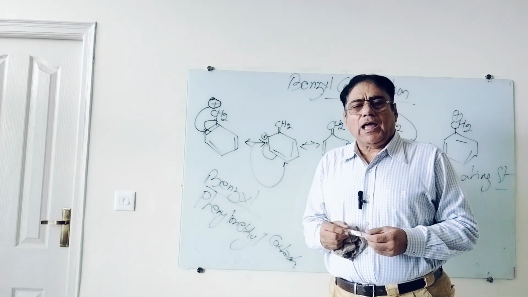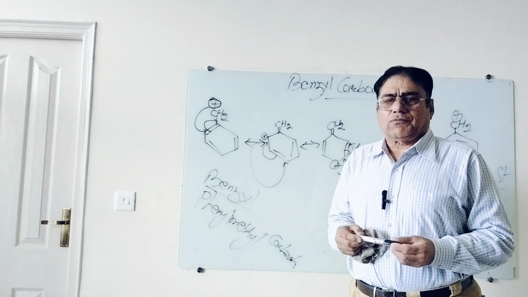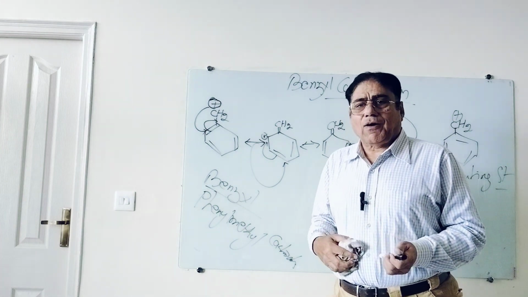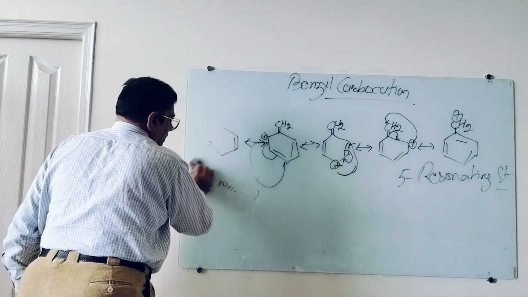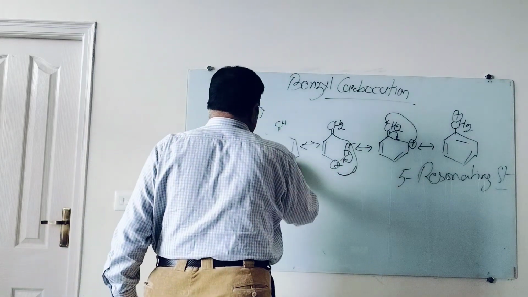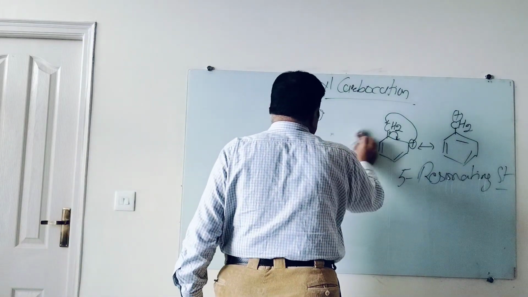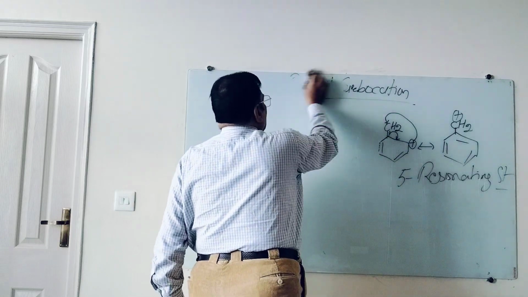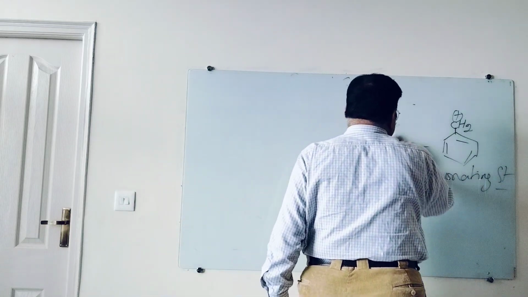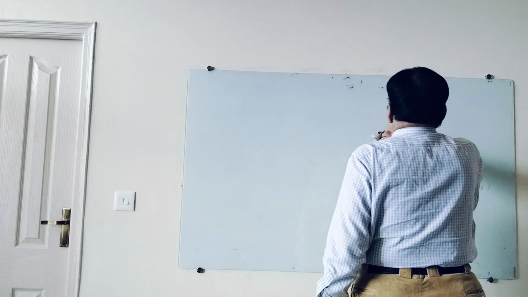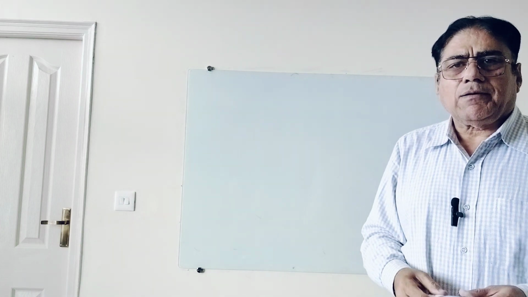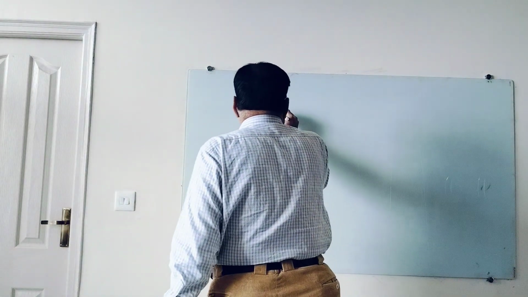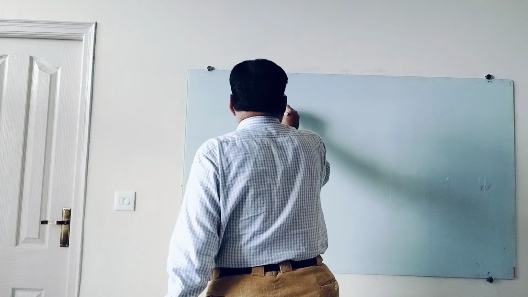And what is the reason? In allyl carbocation, 2 resonating structures were possible. In benzyl, 5 resonating structures are possible. We should go further. Resonance is a great factor which can enhance the stability of a carbocation. And what is the reason? Delocalization of positive charge. If the positive charge is localized on one atom only, the stability will be much less. If that positive charge can delocalize to other atoms, the delocalization of positive charge will increase the stability.